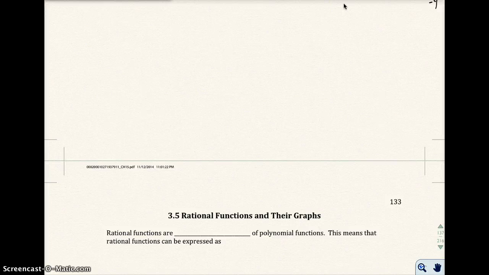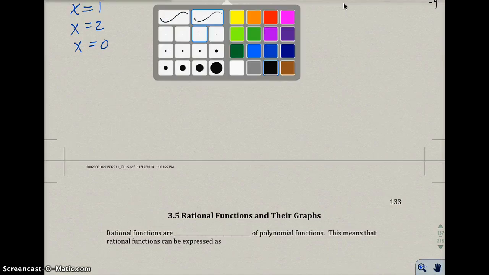Section 3.5, and before I get started on this section, I want to recall a couple things that you can put in your notes or maybe on a separate sheet of paper. I want to go over what we looked at in the previous section: what the equations x equals 1, x equals 2, and x equals 0 look like when you graph them.